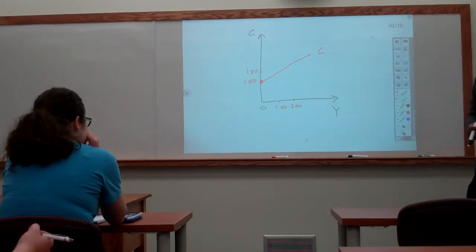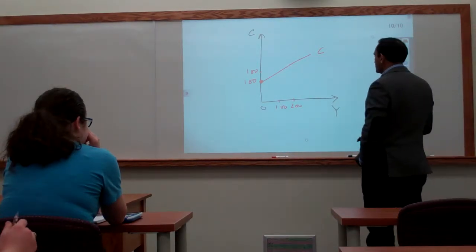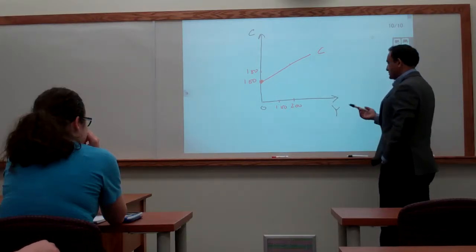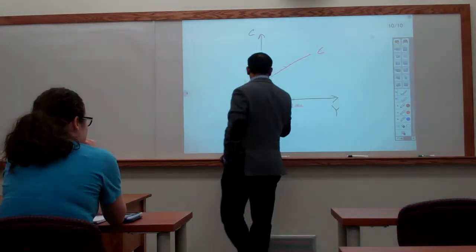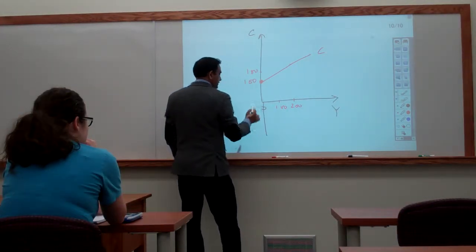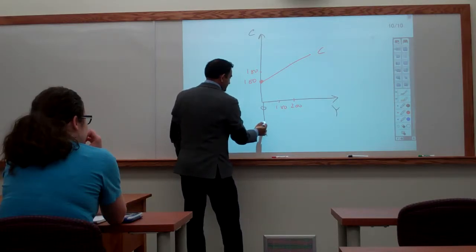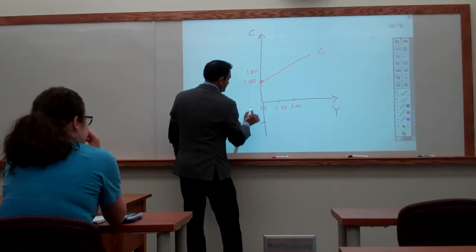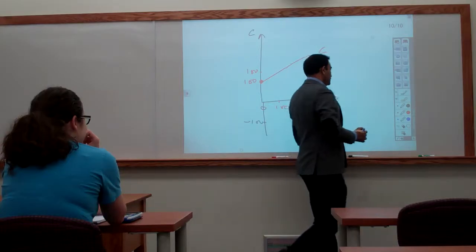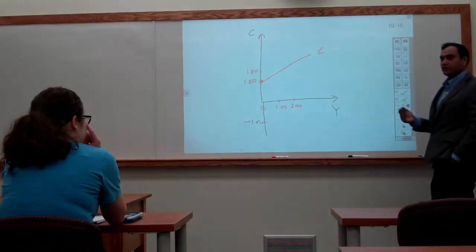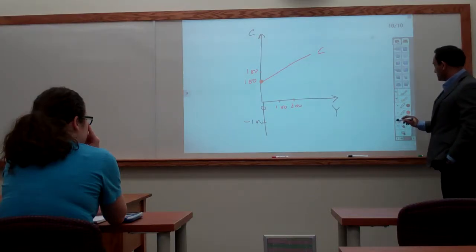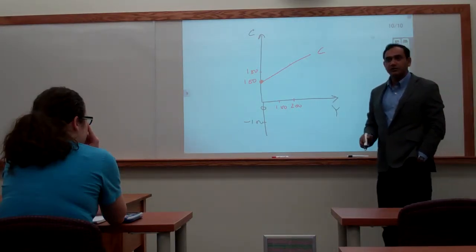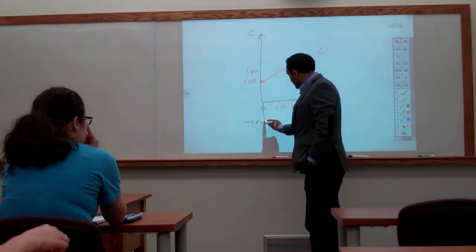Okay. And then you need to plot the savings function. Let's use the same one. Let me extend this in the negative quadrant. And let's say negative 100 is here. Now you want to plot the savings function, right? So when your income is 0, what is savings equal to? Minus 100. So I have this.